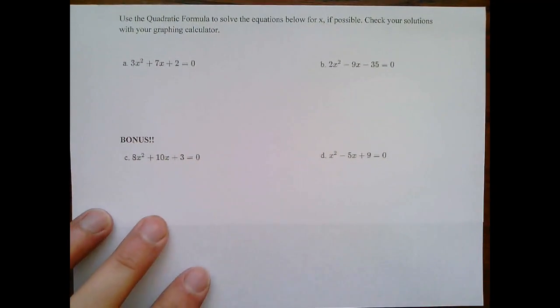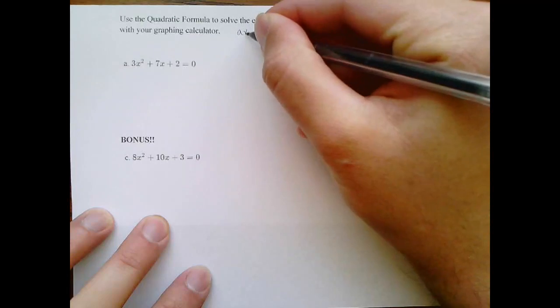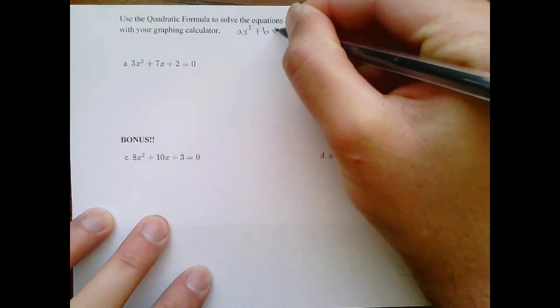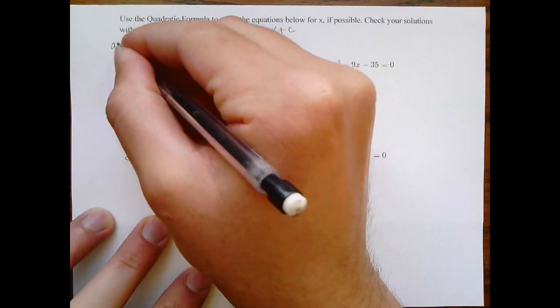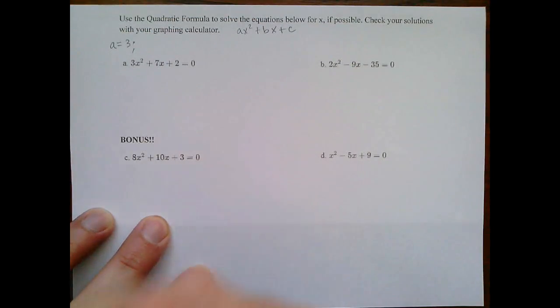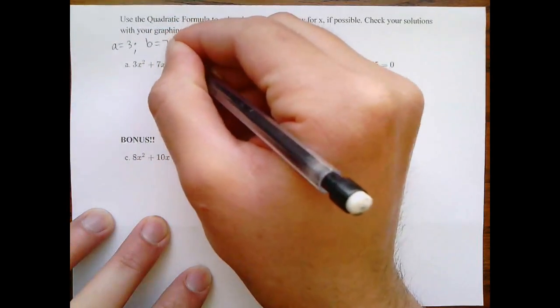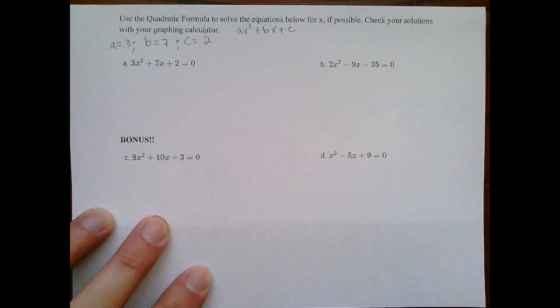First things first, what is a, b, and c? Well, we know that a generic quadratic looks like ax squared plus bx plus c. So what is the a value in the first equation? The a value in the first one is 3. What would the b value be in this first equation? It would be 7. It's in front of x. And then last but not least, what is the c value? It would be 2, without any x's. So with the quadratic formula, we know we have 2 calculations to do.